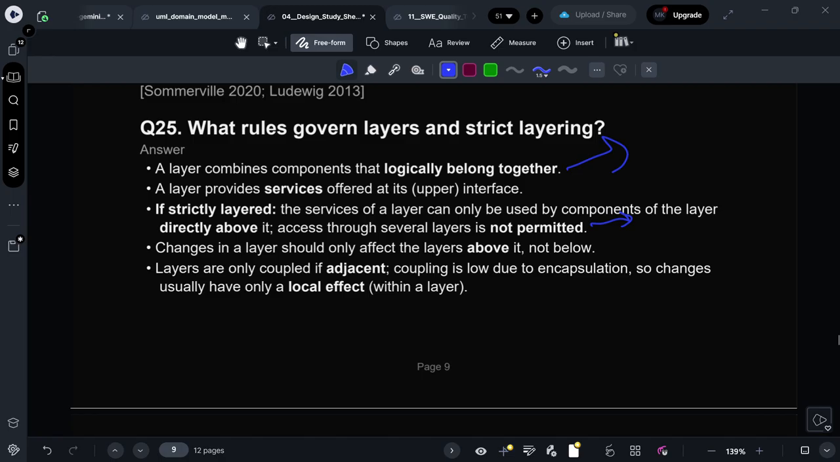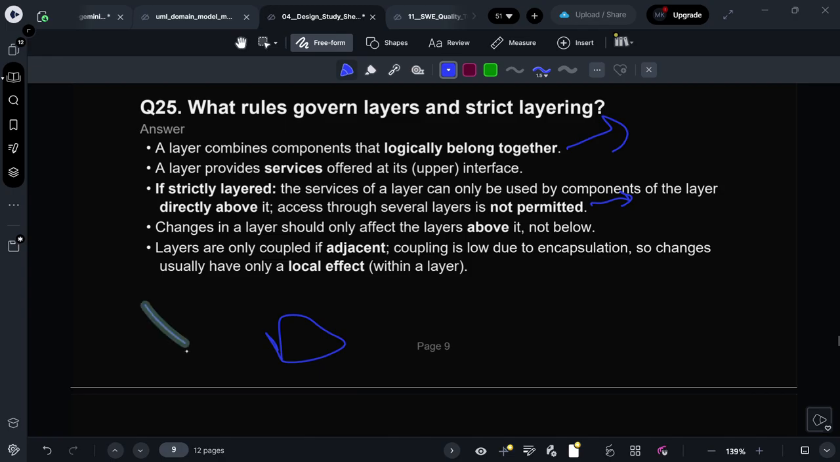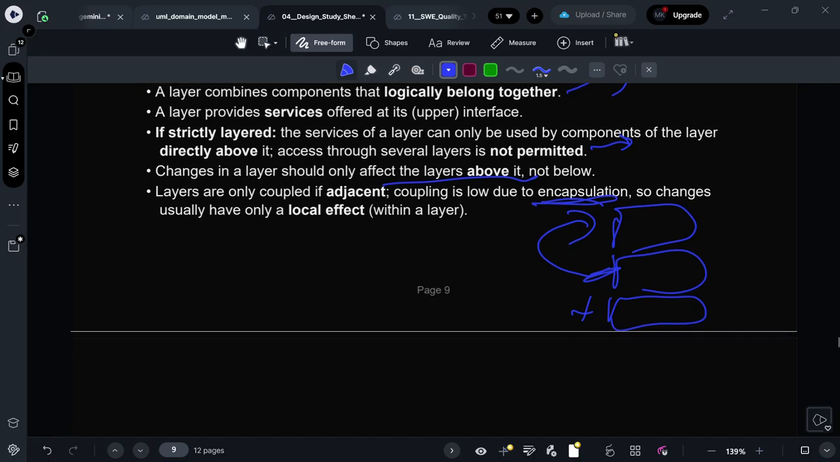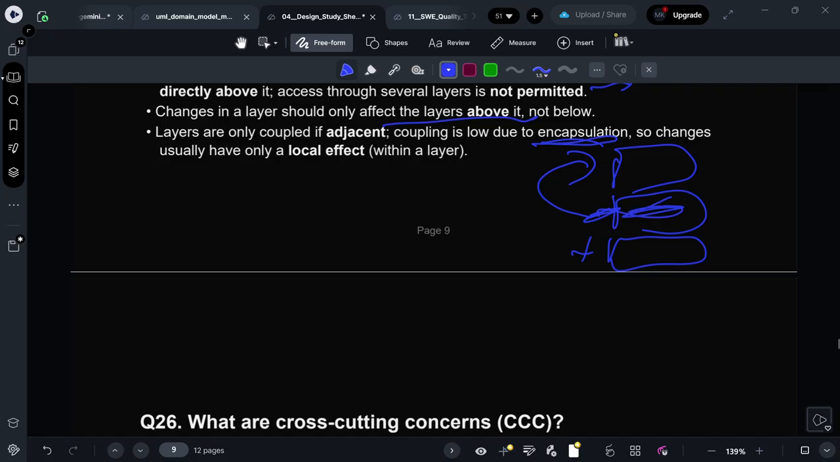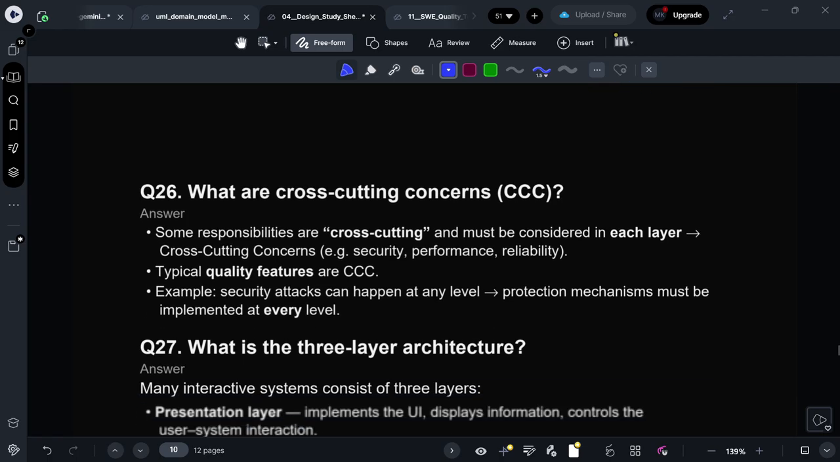Then we have changes in a layer should only affect the layers above it, not below. So if you make a change in this layer, there are multiple layers one after the other. If we make a change here, it should only affect this one, not this one, because there might be multiple down. Layers are only coupled if adjacent. Coupling is low due to encapsulation. So changes usually have only a local effect within one layer. So this is why it's so easy to go back to that layer specifically, because it has a specific job and then just fix it.